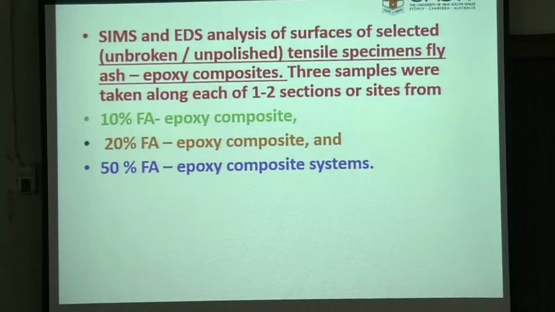But for these aspects, 3 samples were used along each of 1 or 2 sections of size, from 10% fly ash epoxy, 20% fly ash epoxy, and 50%, this is weight percent. So 50% means about 100 parts of resin and 100 parts of fly ash.